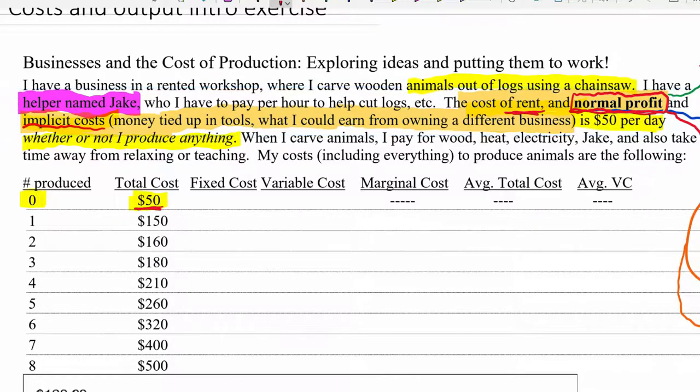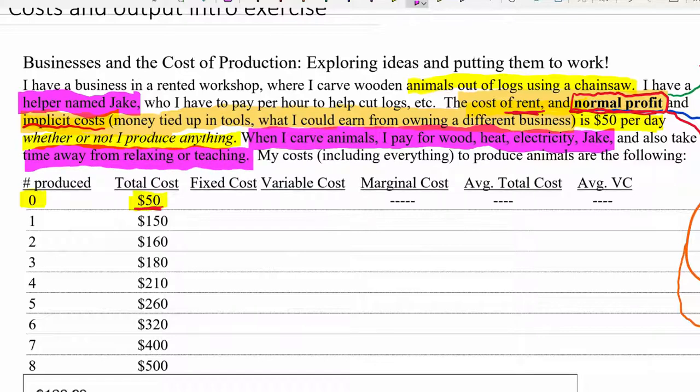Now, when we actually carve these wooden chainsaw bears, we have to pay for more wood, more heat, more electricity. We have to pay Jake more, our helper. And there's also, the more time I spend in this business, the more time I have to spend away from relaxing or teaching or doing other things where I could be either making money or enjoying myself doing other activities. So when you produce more, there are more and more and more costs associated with that.